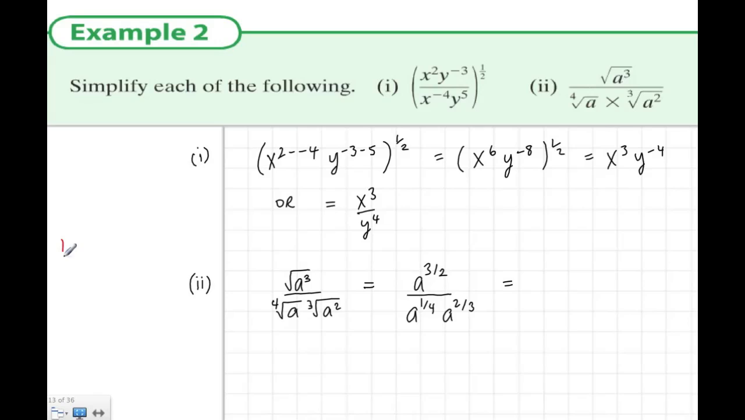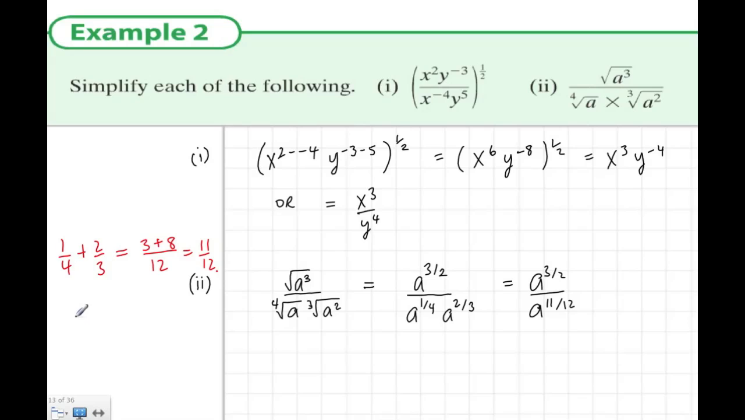Now the rule is, if we try to neaten up what's underneath the line, we could add a quarter and 2/3. And a quarter and 2/3, if we get a common denominator of 12, we end up with 3 plus 8 over 12, or 11 over 12. So we could rewrite the bottom as a to the power of 11 over 12 because we add the powers.